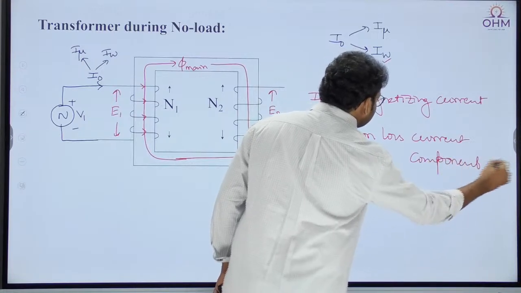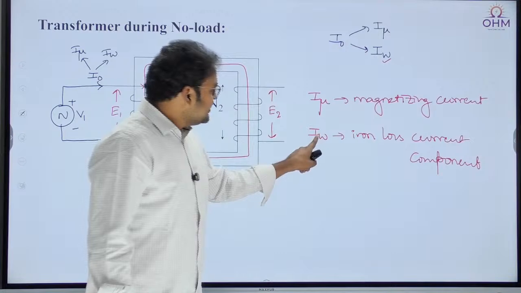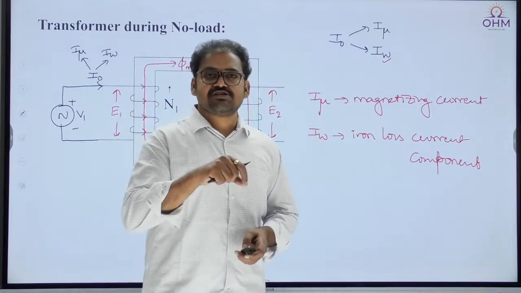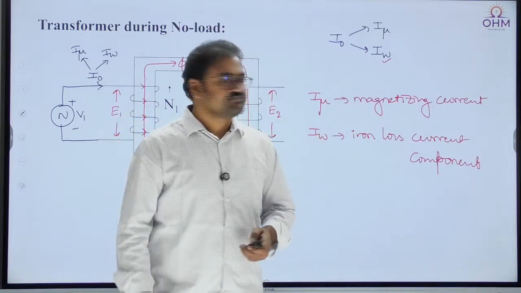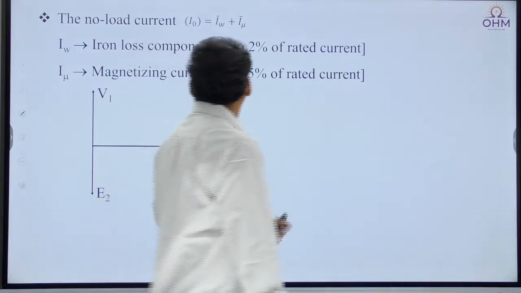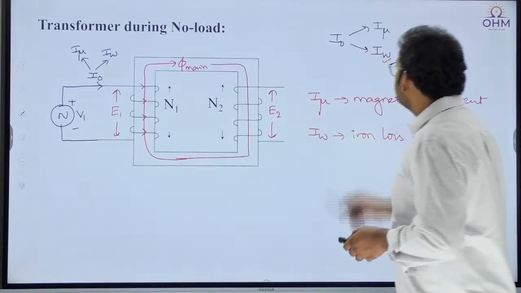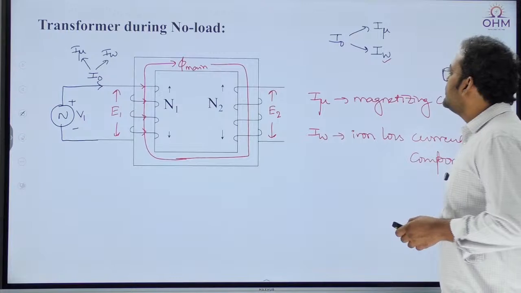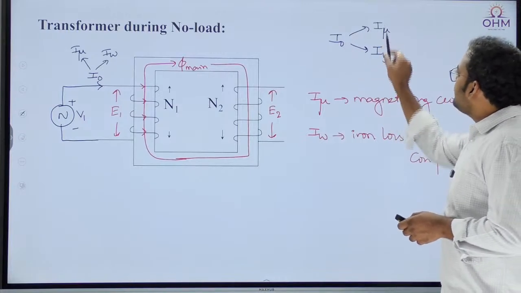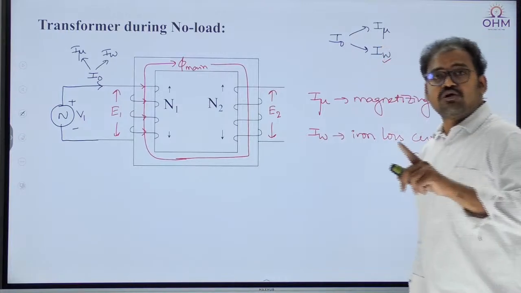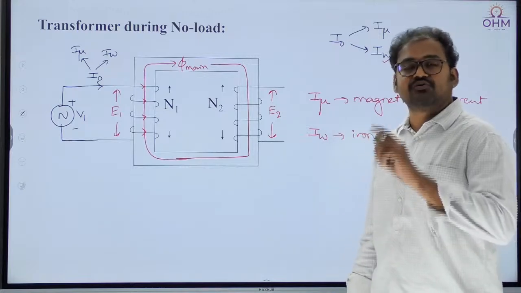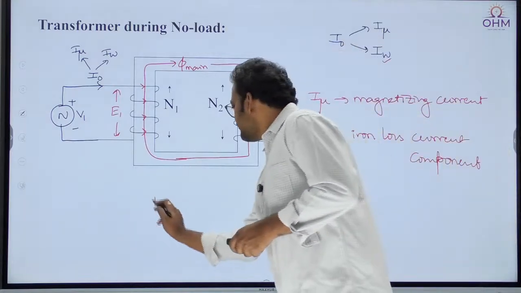As the name itself is indicating, this IW will represent the iron losses present in the transformer core. Now most important thing is how to represent I0. I must say I0 is a sum of these two currents, but you should not add them algebraically. We have to add them vectorially. Why?